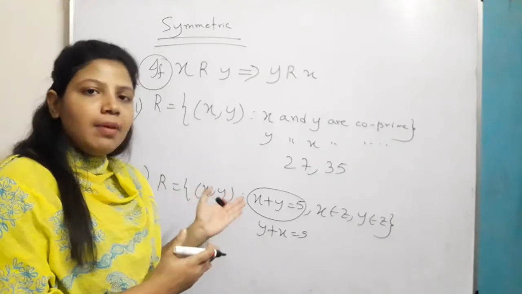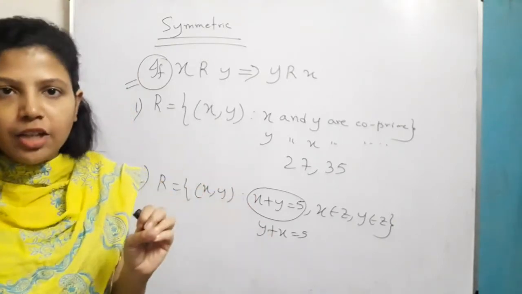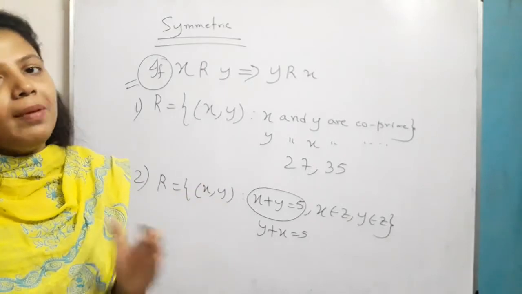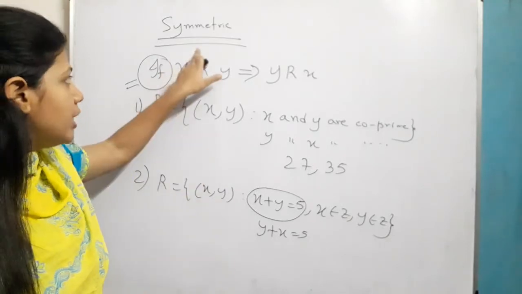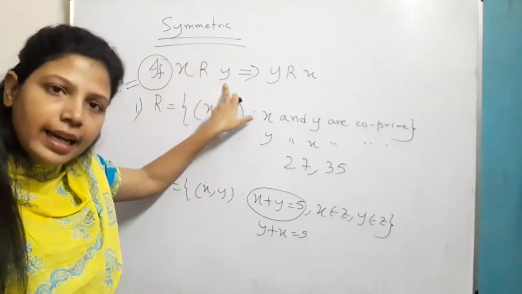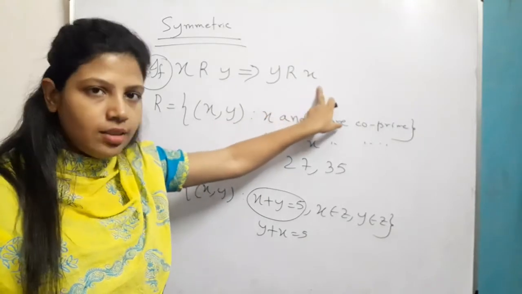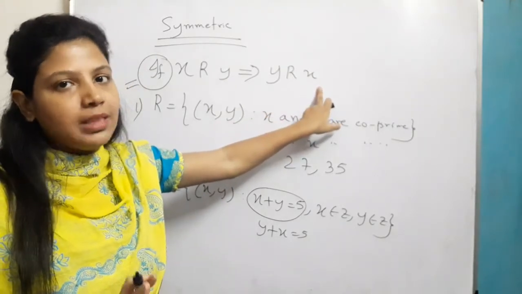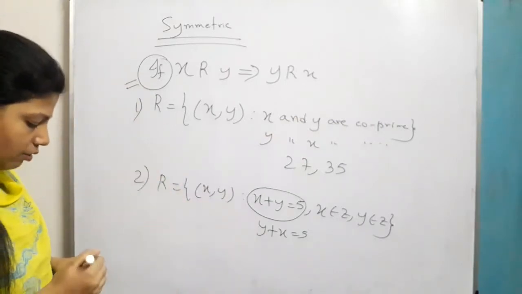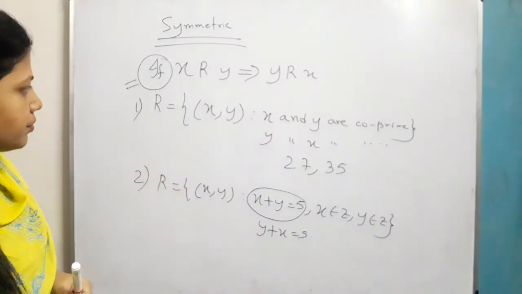In the reflexive relation, I have told that in that case all the elements will be true. But in symmetric, first I will check that if x R y, then I will check y R x. Okay, otherwise no checking of symmetric relation here. Now this one first write down. I will give more examples here.